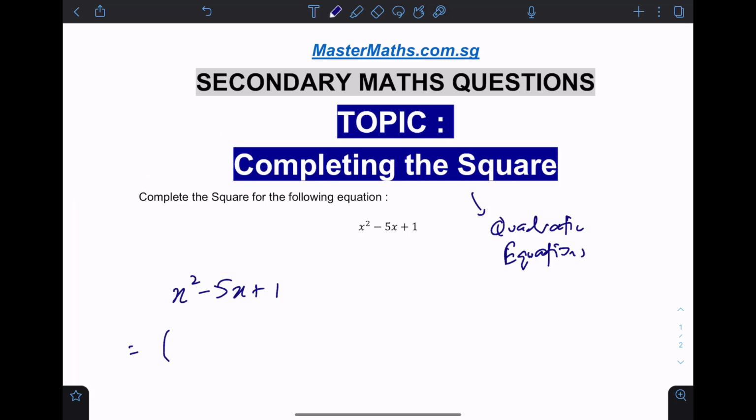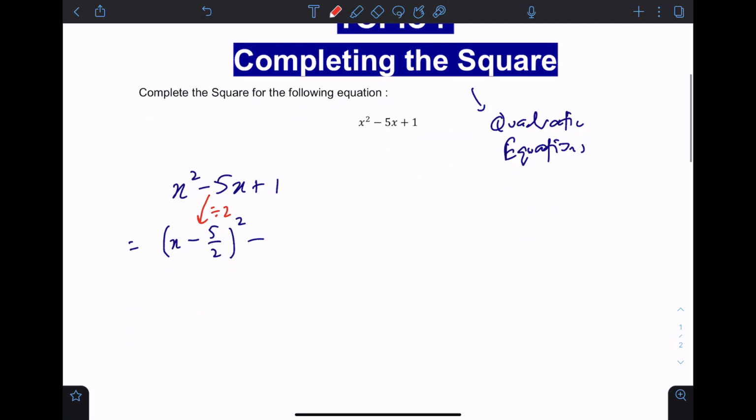So in this case, very simple. You can kickstart your completing the square steps. Put a bracket, put square, put x. And you just follow whatever is here, you divide this by 2. So negative 5 divided by 2 is negative 5 over 2. The next sign is always a minus. So again, this is divided by 2 for the coefficient. Next sign is always a minus.